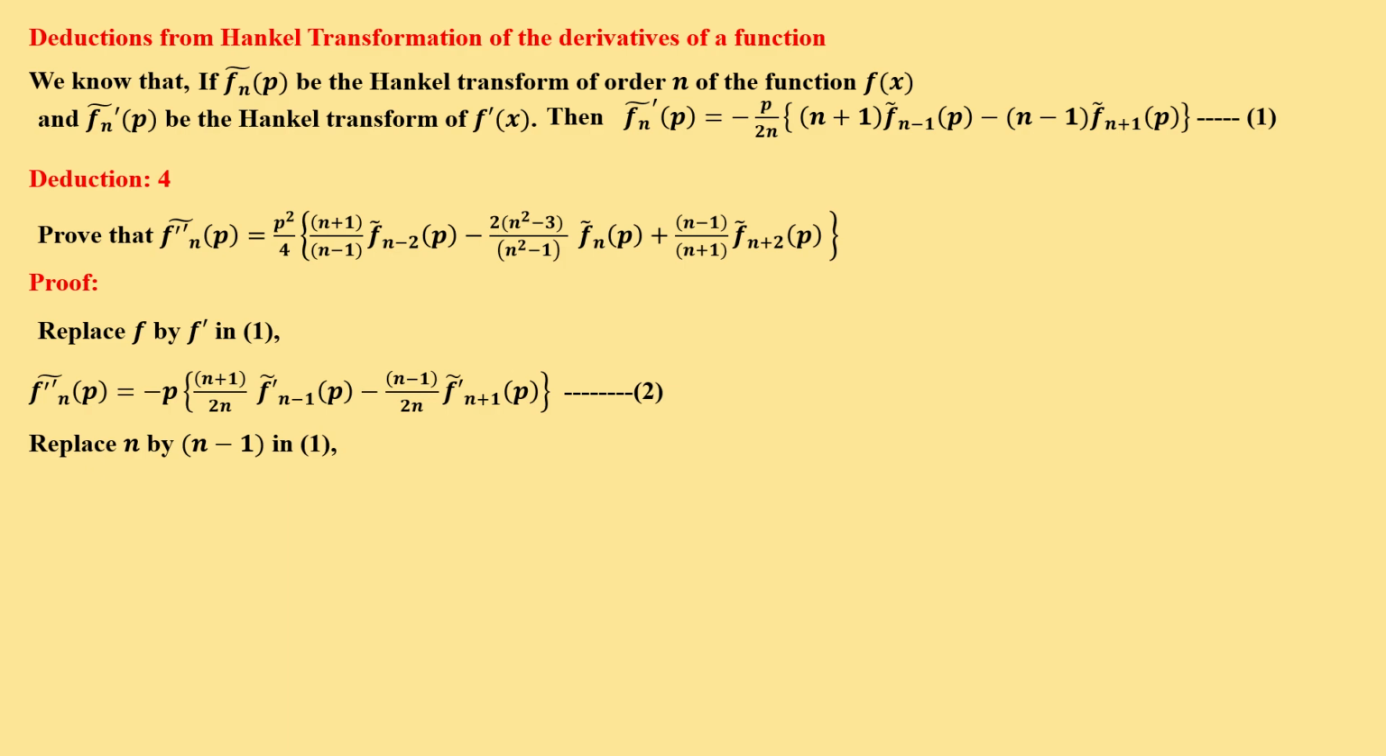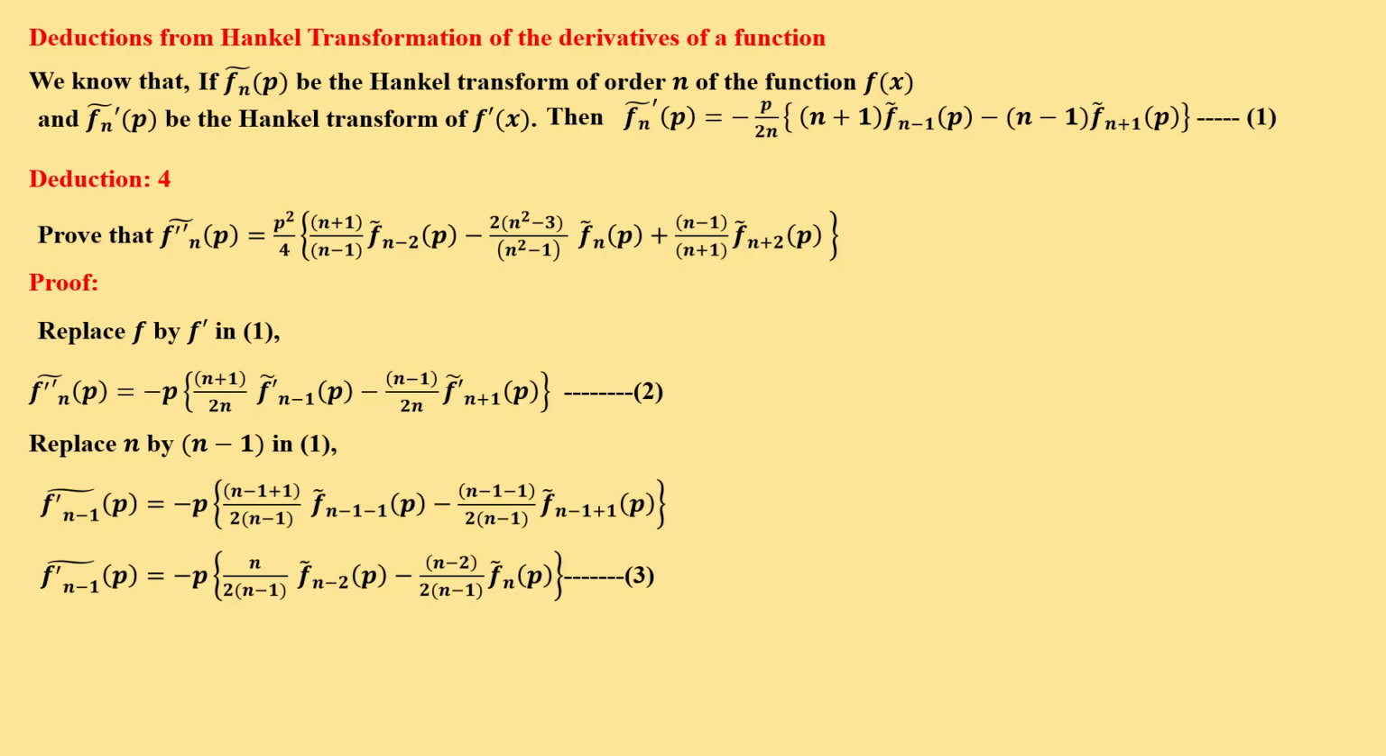Now replace n by n minus 1 in equation number 1. So f_(n minus 1) dash bar of p is equal to minus p [(n minus 1 plus 1) by 2(n minus 1)] f_(n minus 1 minus 1) bar of p minus [(n minus 1 minus 1) by 2(n minus 1)] f_(n minus 1 plus 1) bar of p, which is equal to minus p n by 2(n minus 1) f_(n minus 2) bar of p minus (n minus 2) by 2(n minus 1) f_n bar of p. That is equation number 3.